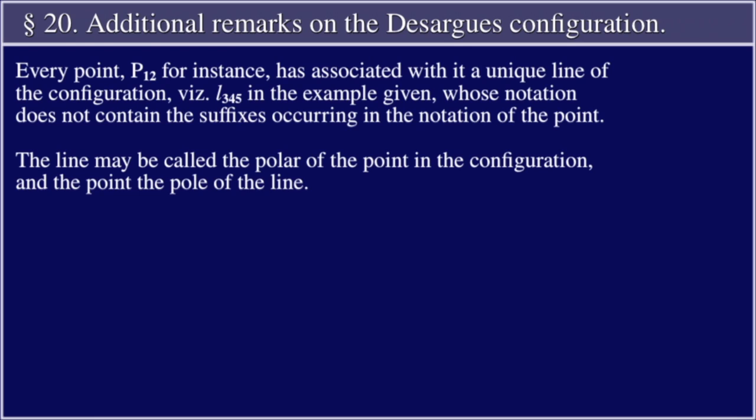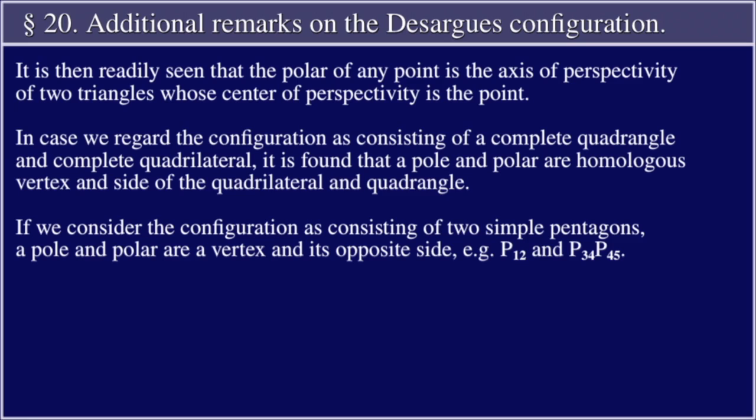Every point P12, for instance, has associated with it a unique line of the configuration, namely L345, in the example given, whose notation does not contain the suffixes occurring in the notation of the point. The line may be called the polar of the point in the configuration, and the point the pole of the line. It is then readily seen that the polar of any point is the axis of perspectivity of 2 triangles whose center of perspectivity is the point.